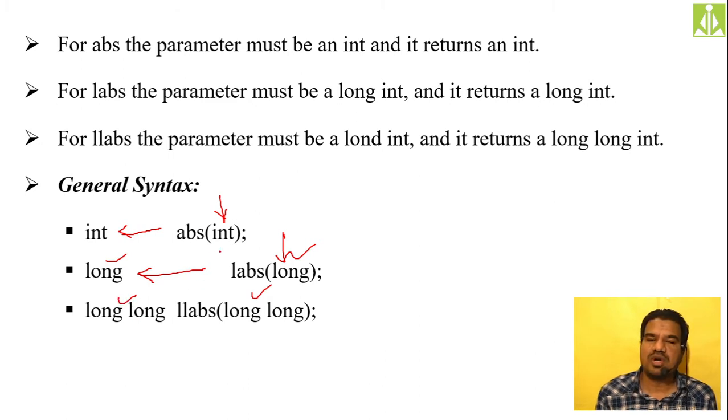So whenever you want to convert an integer negative value into positive, or whenever you want to find the integer absolute value, simply go for ABS. And if you want to find the long integer absolute value, go for LABS. And if you want to find the long long integer absolute value, go for LLABS.